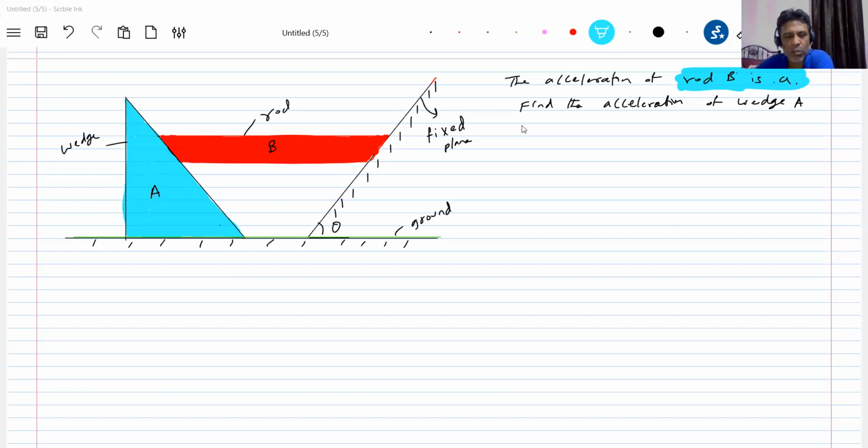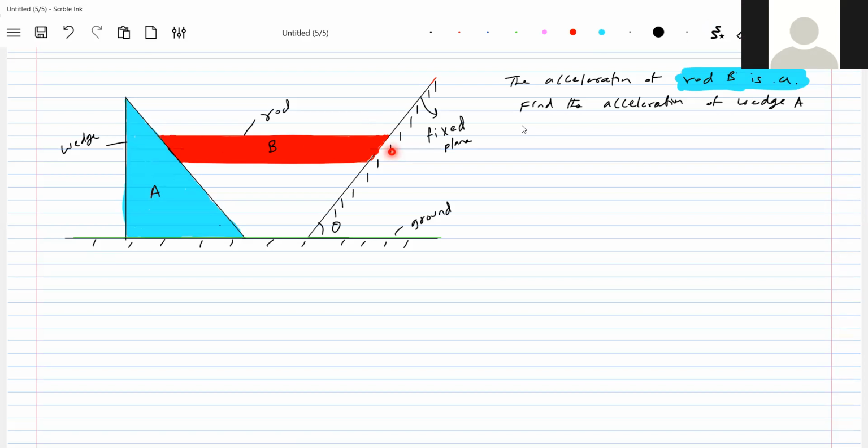Now you see that as rod B slides, it will be in contact with the fixed plane. Will it lose contact? The rod and this, will it lose contact? No, sir, it will not lose contact. So therefore, the acceleration of the rod perpendicular to the fixed plane must be 0. The acceleration of the rod must be along the fixed plane, not vertically down.